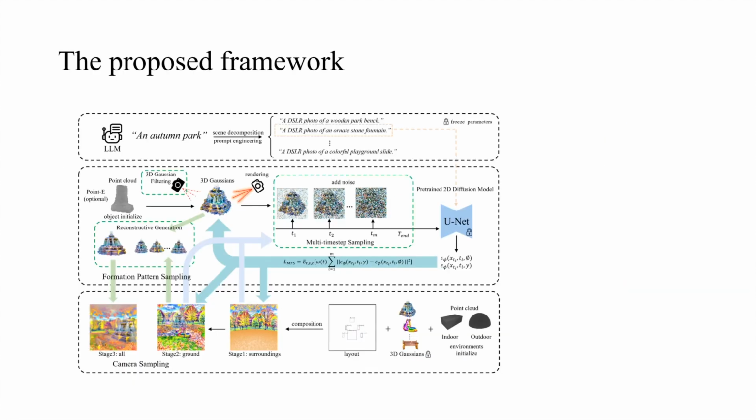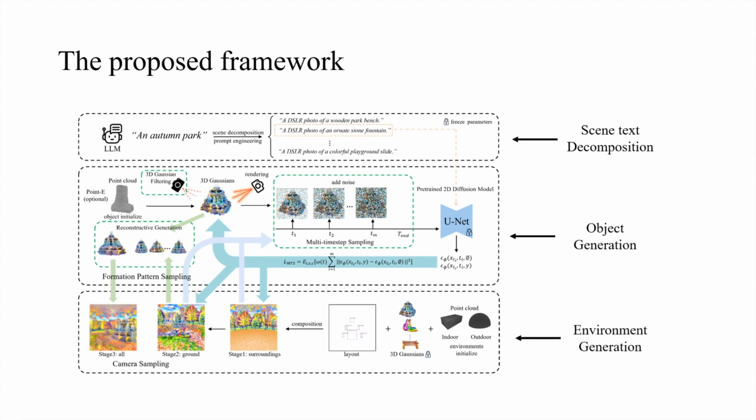To address these limitations, we propose a framework called DreamScene. First, we decompose the scene text, then generate individual high-quality objects using formation pattern sampling, place them into the scene, and finally, create the environment using a three-stage camera sampling strategy.